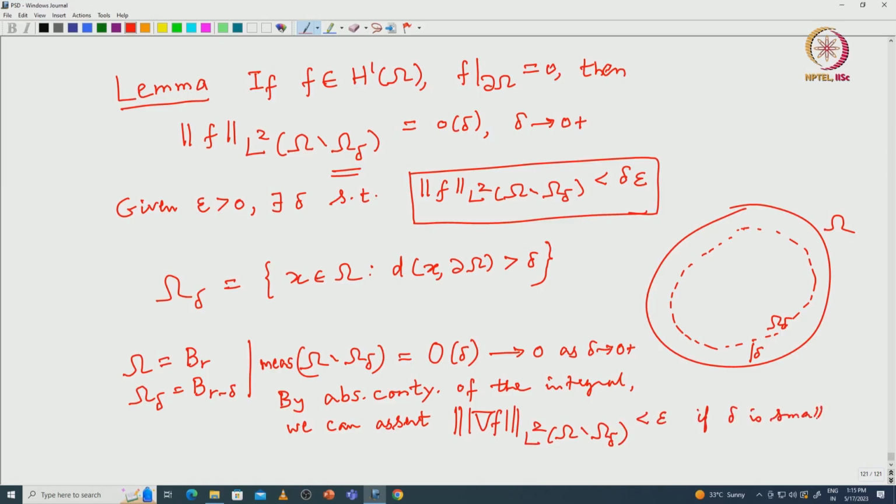Okay. So, this measure will be small. So, this then you can. Okay. But here, with this additional condition that the trace is 0, we are getting little o. Okay. And now the analysis of this thing I will not elaborate.